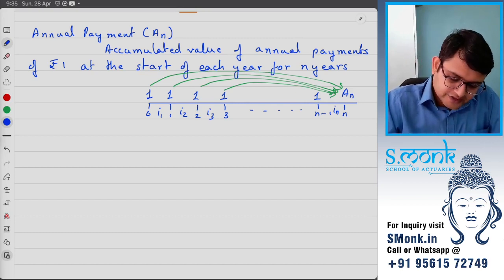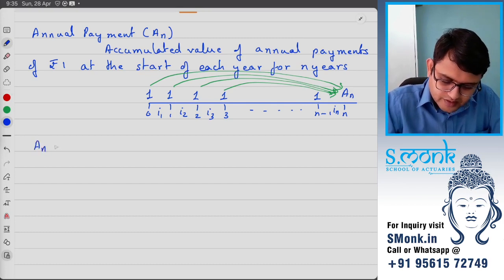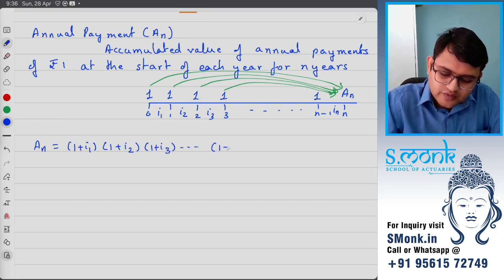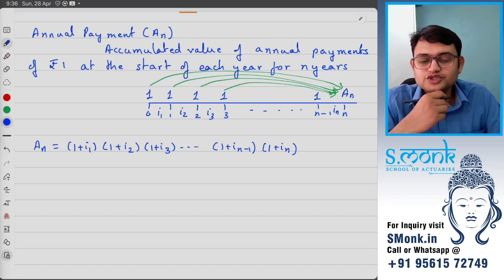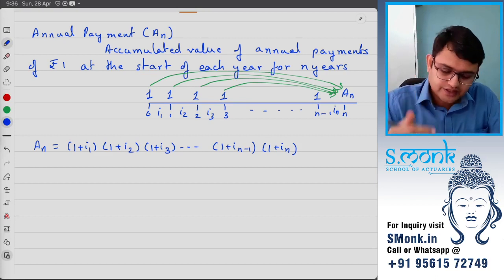And that is why my first payment that was at time 0, say Sn, would be: for the first payment I'll get 1 plus I1 into 1 plus I2, and so on till 1 plus, let's say, I(n minus 1) into 1 plus IN. So this is the first payment only. It has been accumulated for n years.